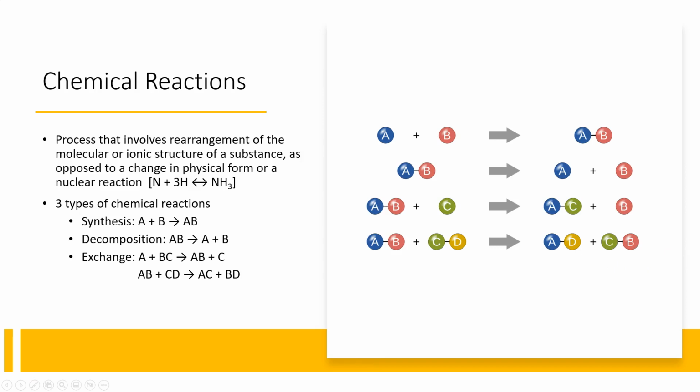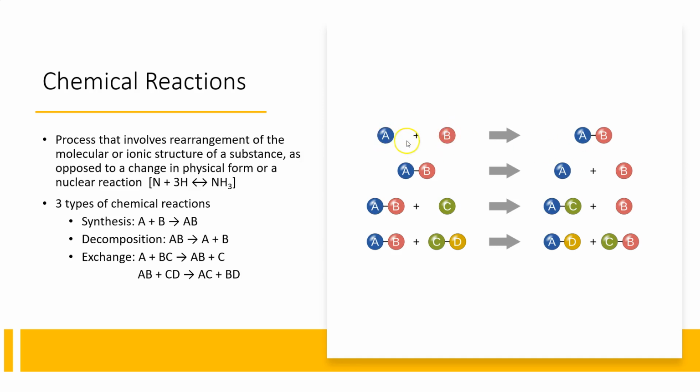And the last thing we'll talk about here is chemical reactions. So a chemical reaction is a process where there's a rearrangement of either a molecular or an ionic structure of a substance without a change in the physical form or some sort of reaction with the nucleus. There's three general types of chemical reactions.